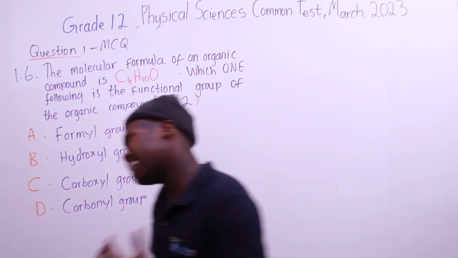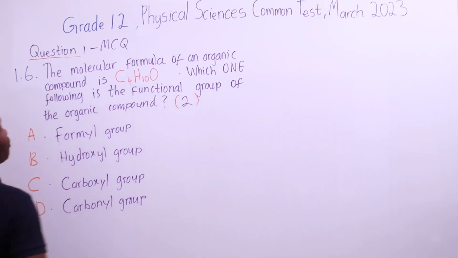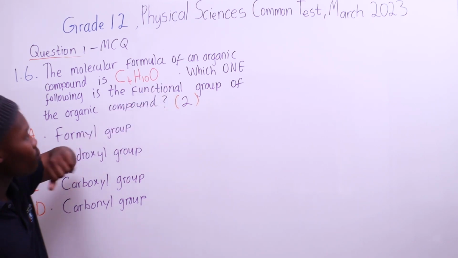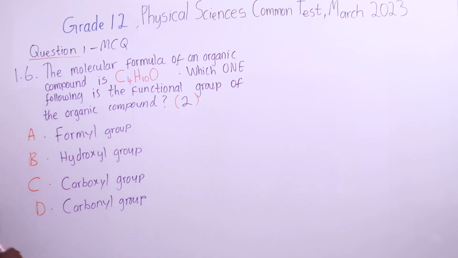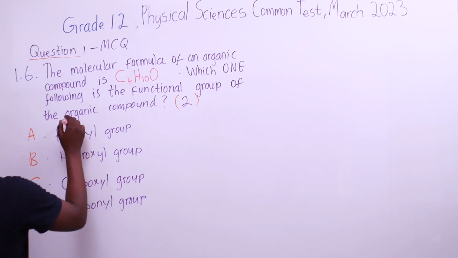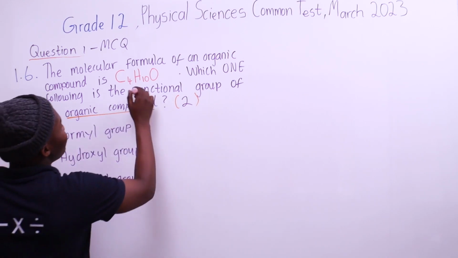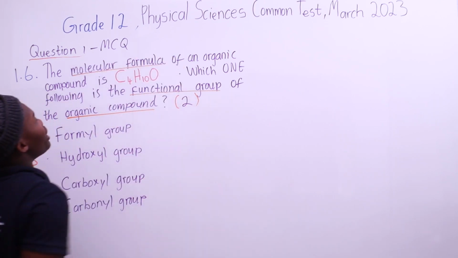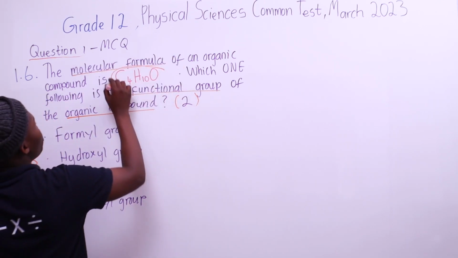Alright, so the molecular formula of an organic compound is C4H10O. Which one of the following is the functional group of the organic compound? So, let's underline it, kumele sichaze. Organic compound yini? Functional group yini? Molecular formula bayifunayo yini?